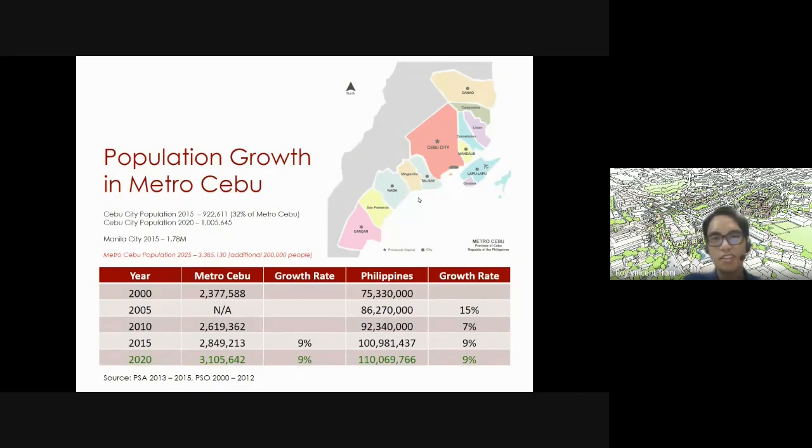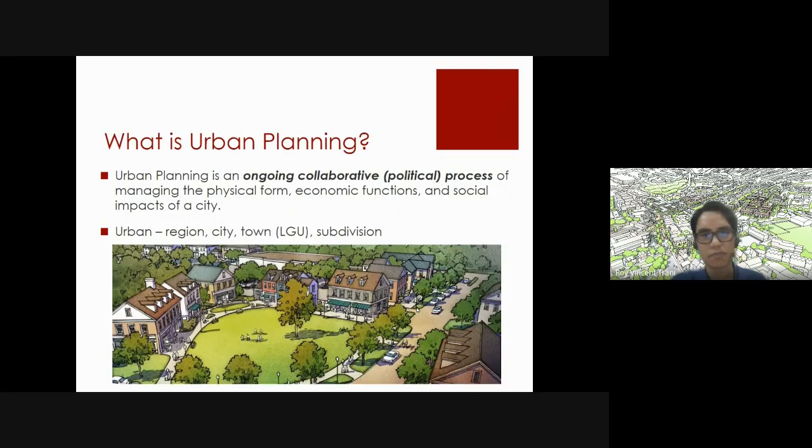And then over here is the map showing Metro Cebu, basically the group of cities and municipalities in the Cebu province, sort of working together to pool their resources to create some kind of roadmap for sustainability. So about 3 million people by 2020. I need to update this because I just forecasted this in 2019, so the data should be out by now. Okay, so what is urban planning?